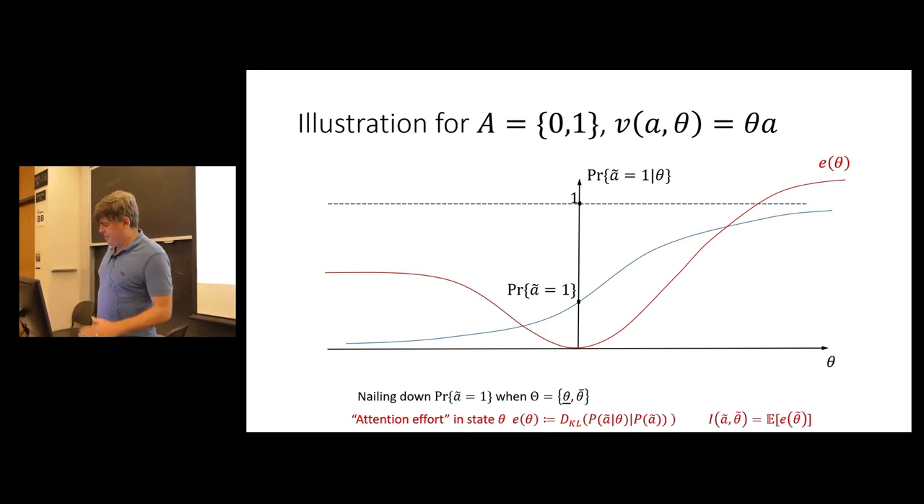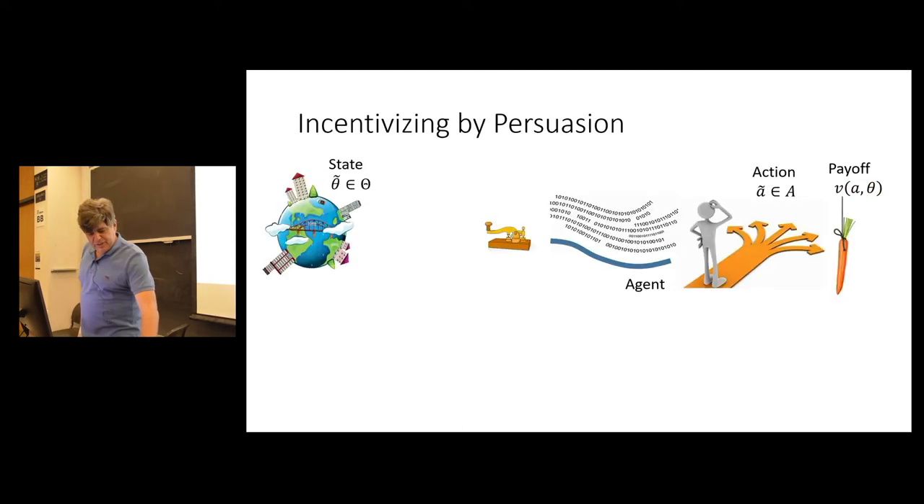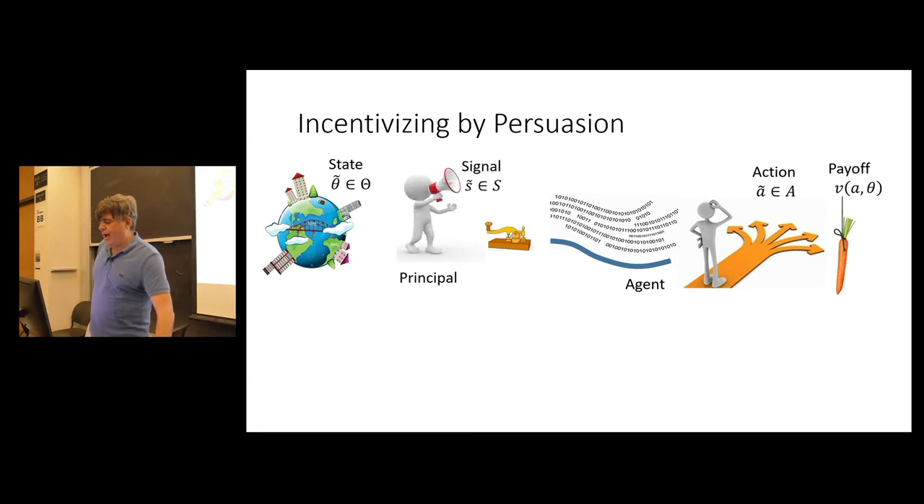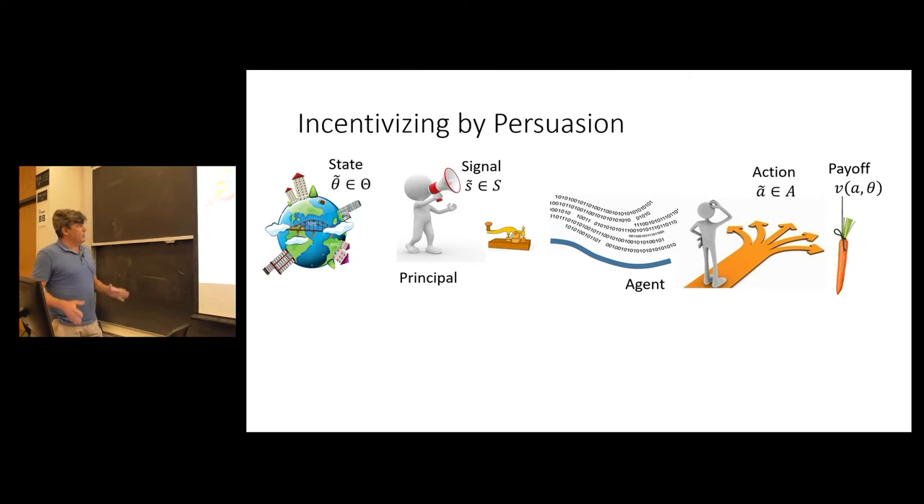Okay, and of course, if you take expectation of that, you'll get the total mutual information, the total attention effort. Okay, so that's the solution to the single agent problem. Now, how do we persuade this agent? Imagine you have a principal who is standing between you and the state of the world.